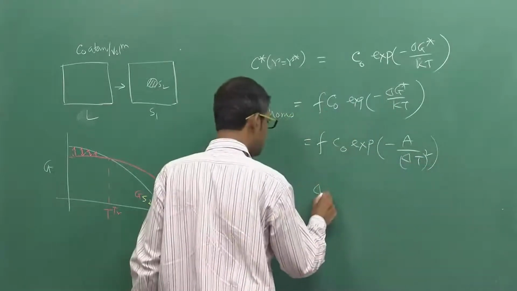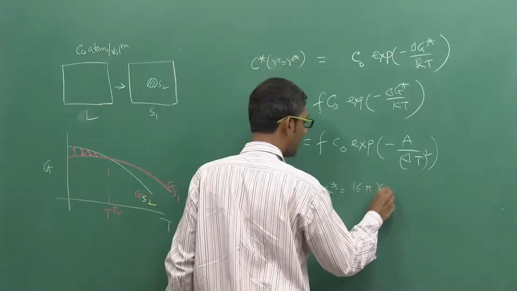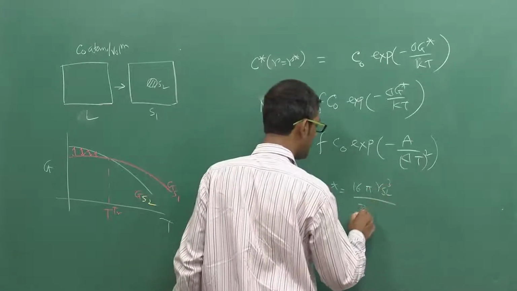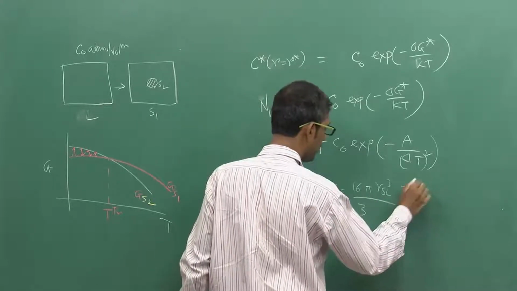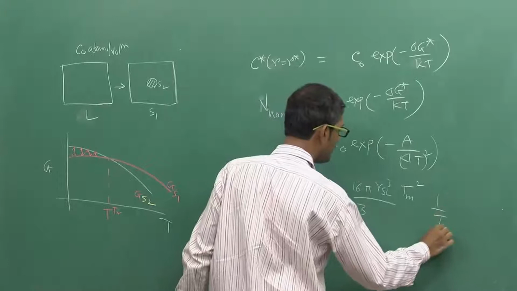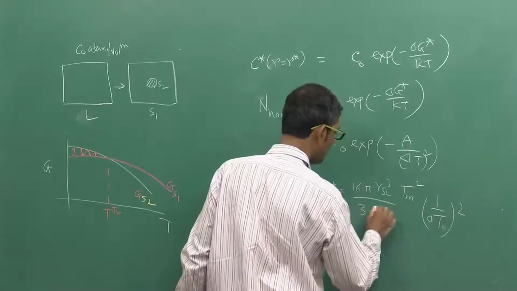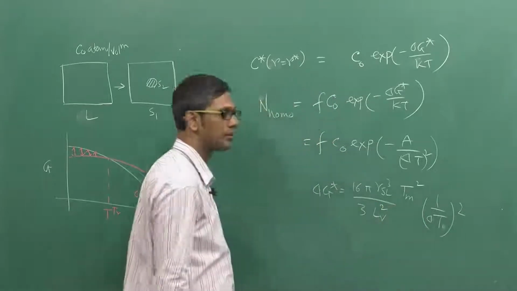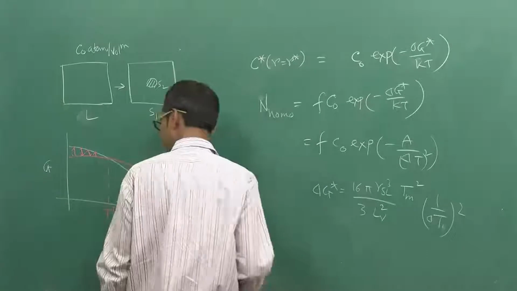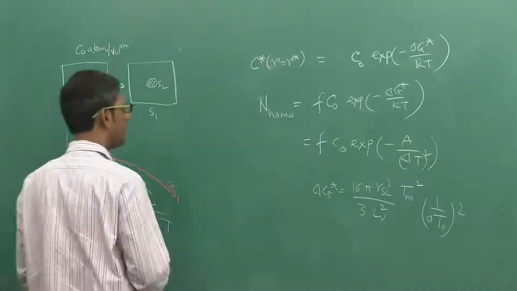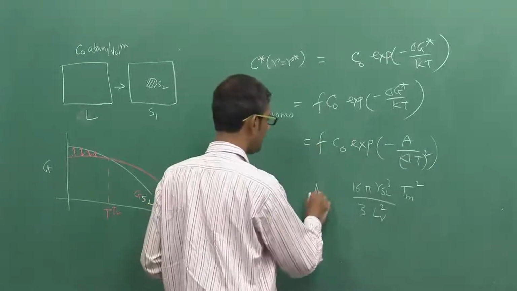because delta G star we have seen is 16 pi gamma SL cubed, Tm square, 1 by delta T square into LV square. So, that is why the A is nothing but this term. Simply, I can write A is equal to this.